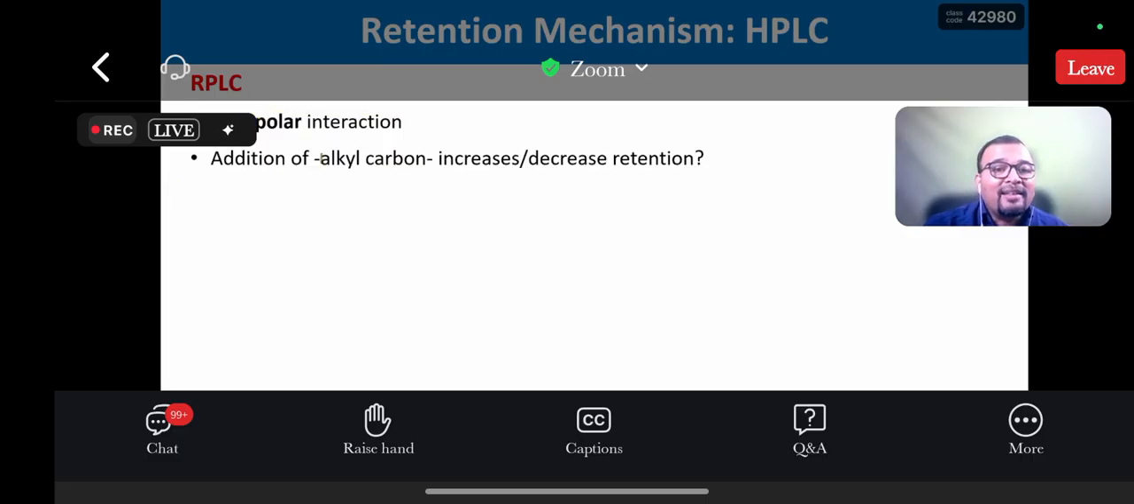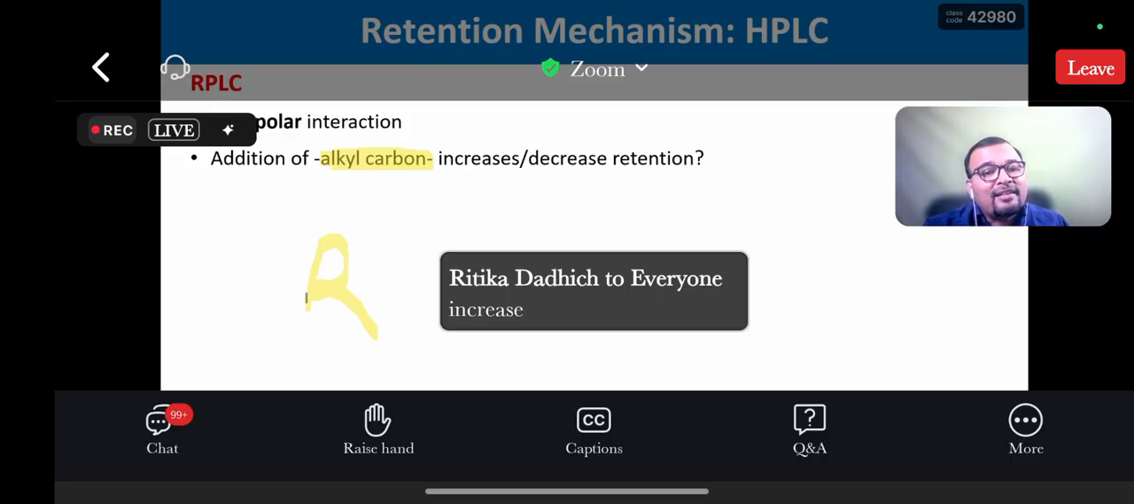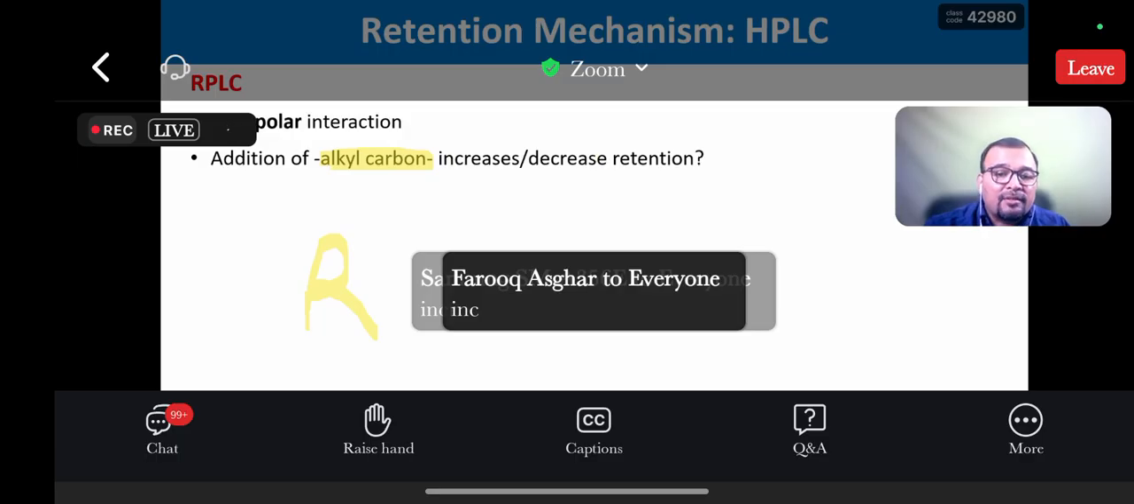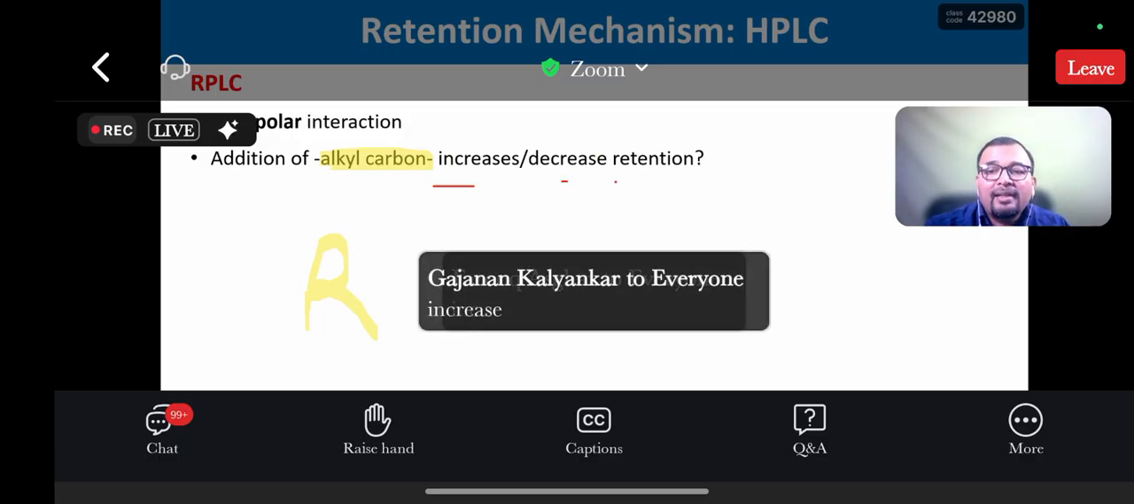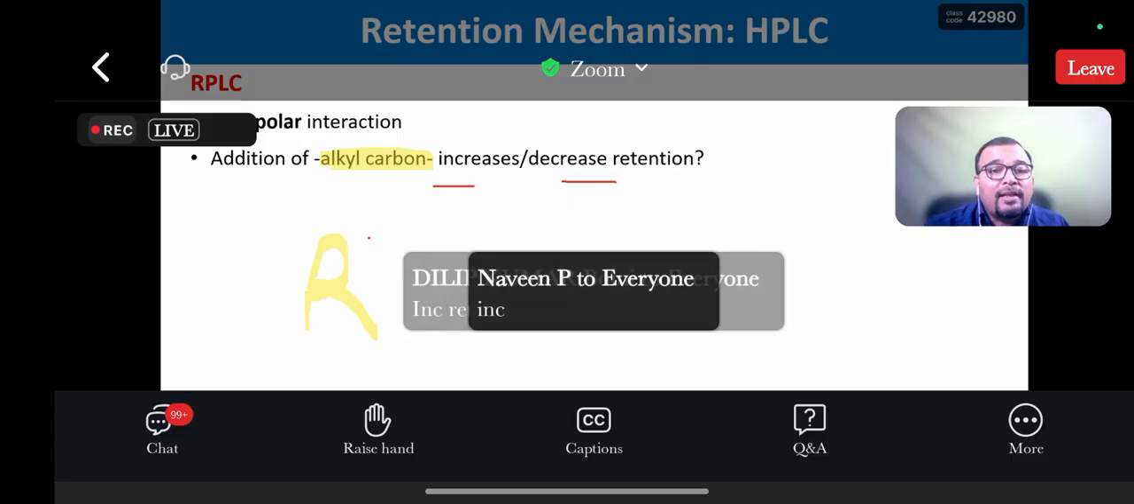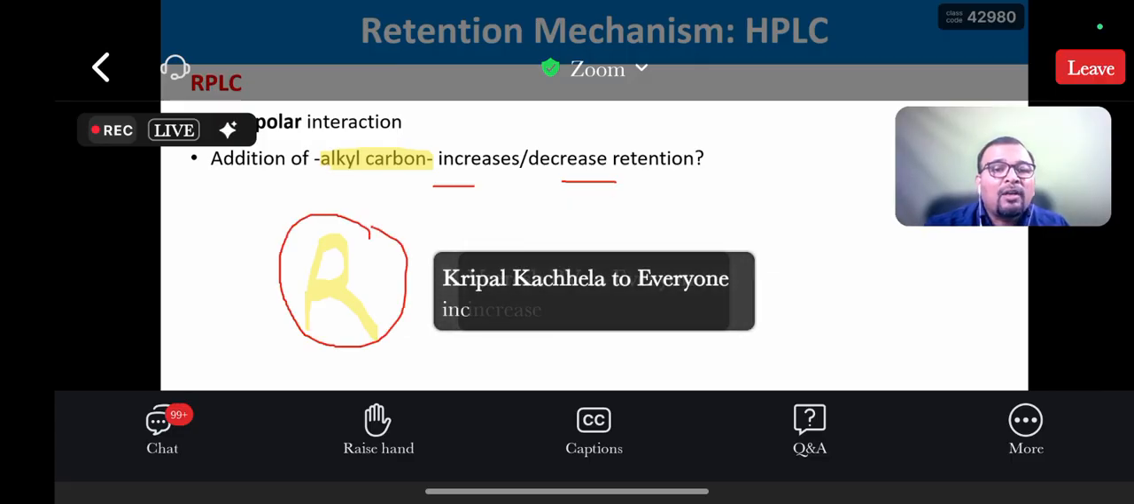And addition of alkyl carbon, if you assume hydrocarbon, right? Addition of hydrocarbons will increase or decrease the retention. What do you think? Will it increase or decrease the retention? So what is the nature of alkyl hydrocarbon? Is it polar or non-polar? Of course, saturated hydrocarbon, if I have to be more precise.